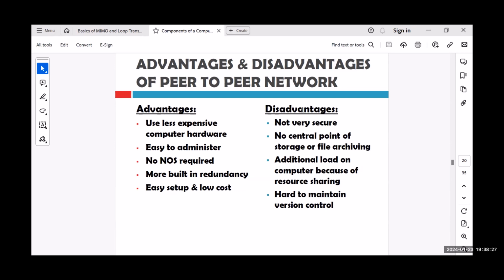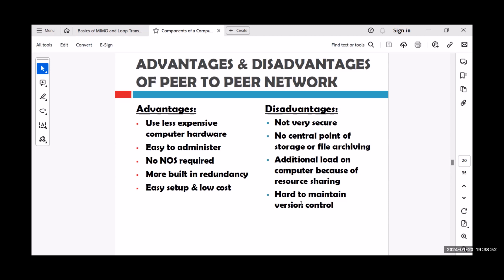With regards to the disadvantages, it is not very secure. There is no central point of storing or file archiving because you don't have a central server. You get additional load on the computer because of resource sharing, right? Because the resources are being shared, you get some additional load on the computer.